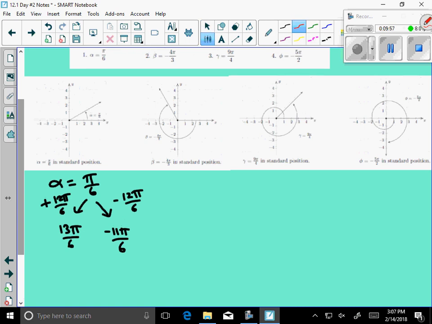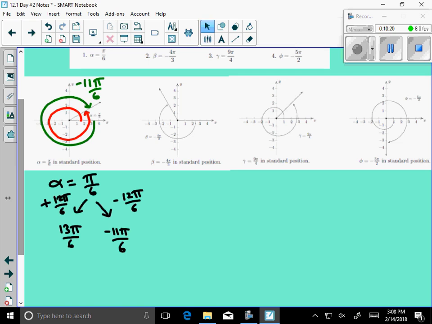Okay, so a positive coterminal angle with this would be 13 pi over 6. Think about that. That's 12 pi over 6 plus one more. That'd be 13 pi over 6. The other way, like we said, was negative 11 pi over 6. So if I rotated here, almost negative 12 pi over 6, that's negative 11 pi over 6. Again, clockwise is negative, and counterclockwise is positive. All right, let's do a couple more here.